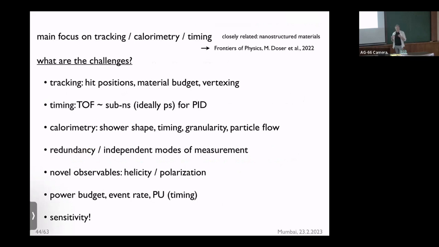The high energy physics detectors really focus on measuring particles at high energy. So they're trying to do things like tracking, where you want to measure hit positions, where you need to worry about material budget, vertexing, timing. You'd like to go to sub-nanosecond and ideally picosecond timing for particle identification. In calorimetry, you'd like to know the shower shape, timing, granularity of the showers. You want to do particle flow. You want to have multiple independent modes of measurement to have redundancy for every measurement to improve your knowledge. You'd like to have novel observables, things that you cannot measure right now, like helicity or polarizations, or at least not easily. And you have to worry about power budgets, event rates, and pileup. So these are the kinds of challenges that you're facing when you build a high energy physics detector. And I'd like to show a few examples of where quantum sensors or quantum devices can help mitigate some of these challenges.